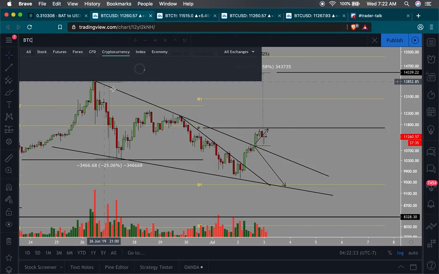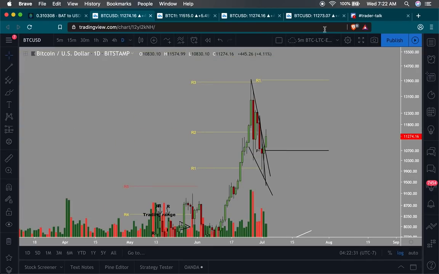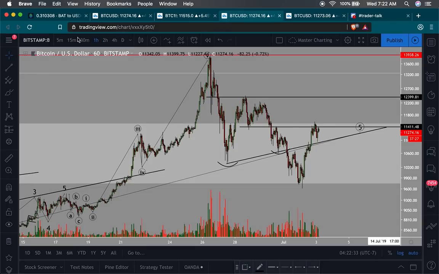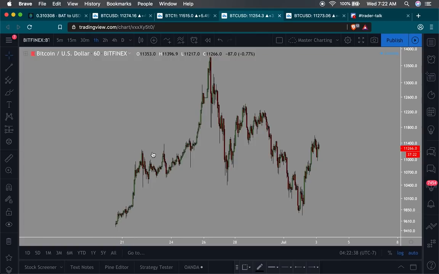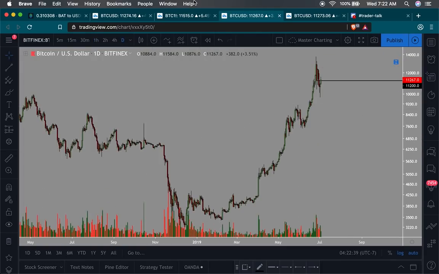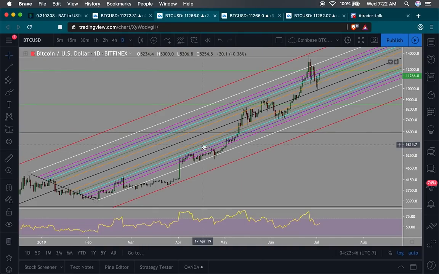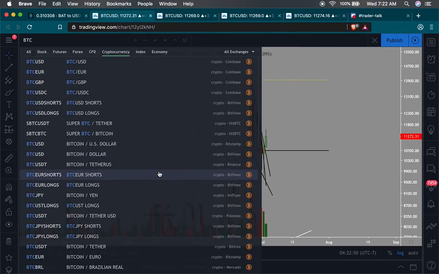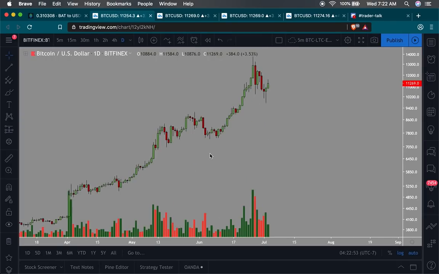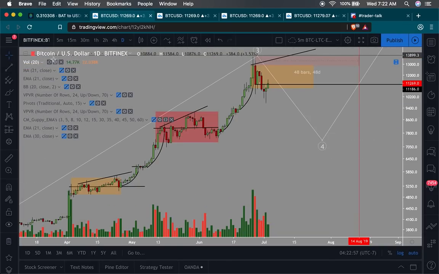Let's see where it is. Actually, maybe it's this one. Oh, maybe it's the daily. Too many charts, sometimes you just get lost. Maybe it's this Bitfinex one right here. No. Maybe it's this Bitfinex one right here. No. Let's see. It's got to be one of these Bitfinex ones. Can't keep hiding from me. All right. There it is.